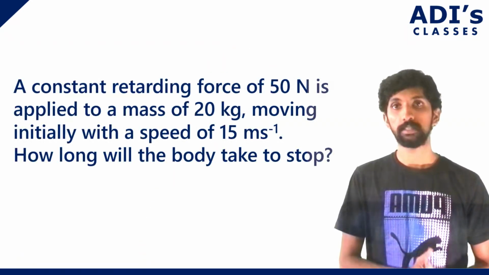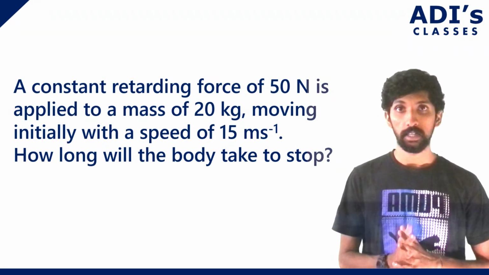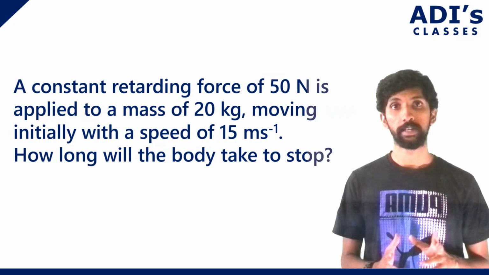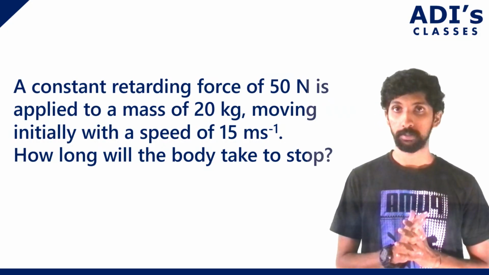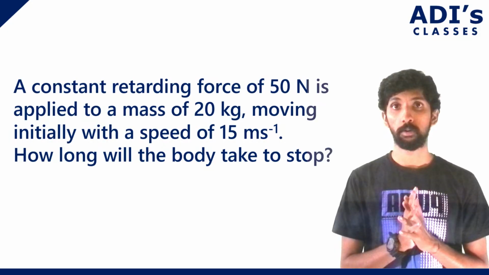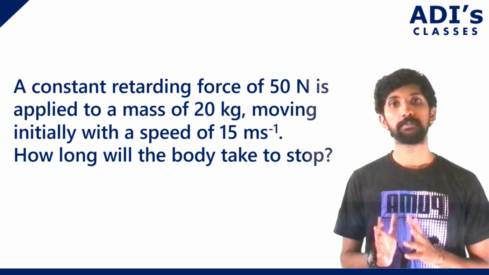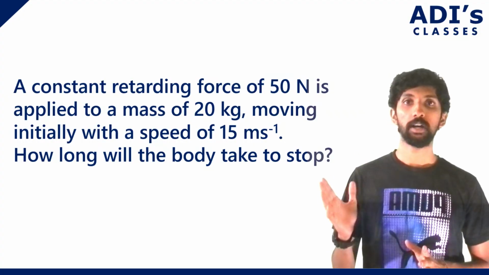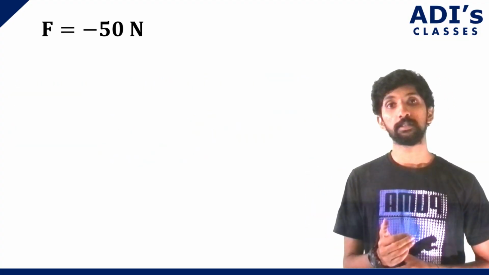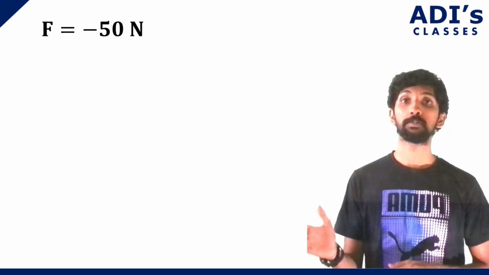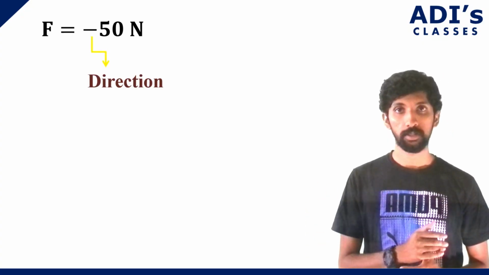Question number 1 says a constant retarding force of 50 Newton is applied to a body of mass 20 kilos moving initially with a speed of 15 meter per second. How long does the body take to stop? Understood? See, you have a retarding force of 50 Newton. Force is a vector, correct? So your force becomes minus 50 Newton. So F equals minus 50 Newton.